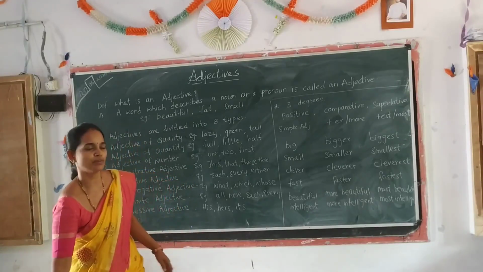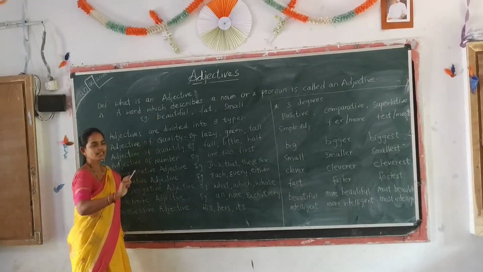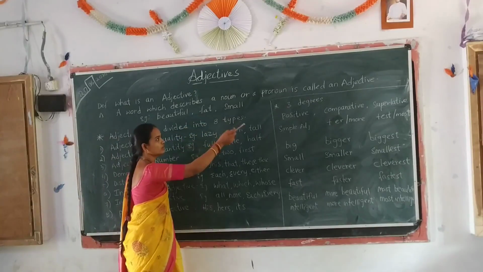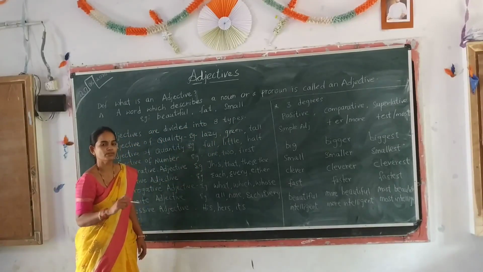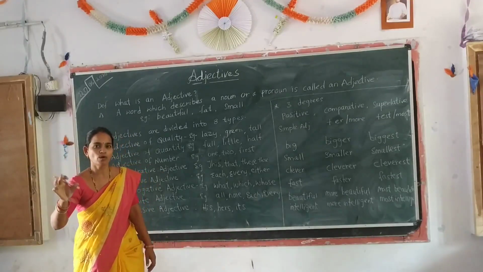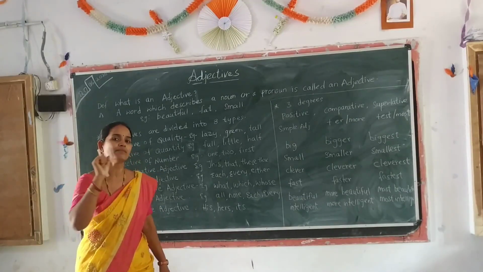Let us go to the board. So what is an adjective? Here is the definition given. A word which describes a noun or a pronoun is called an adjective. See here. Rama is a good boy. What is the adjective there? Good. Because good is describing Rama.